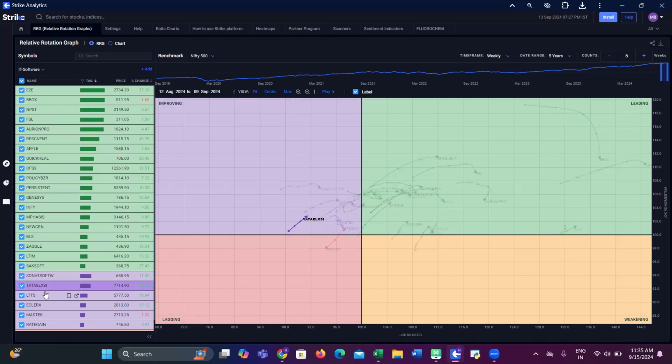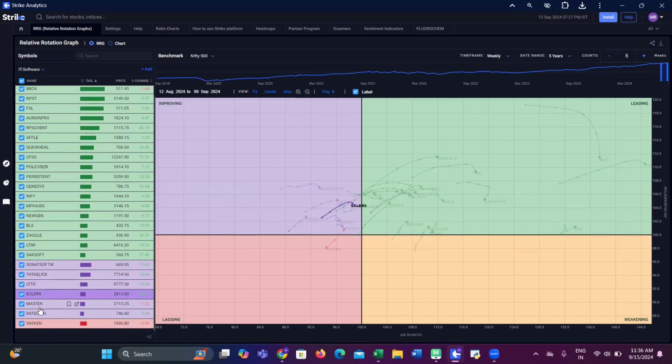Tata Elxsi doesn't have a significant RS momentum, but it has a good relative strength. And if there is any change in the RS momentum, it will be very interesting to see. LTTS having a good RS momentum, but a slightly stable movement in terms of RS ratio. Mastech, yeah, very smaller tail length. RateGain, very smaller tail length. Very sustainable trend at the moment, but it is improving, not a significant reduction. Tasken is alone in the lagging quadrant, but the rest of the things you can see are in leading at the moment.